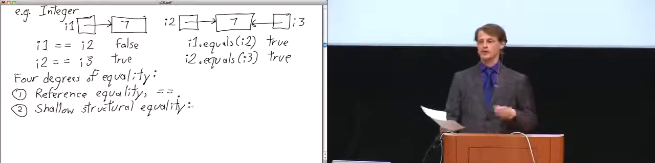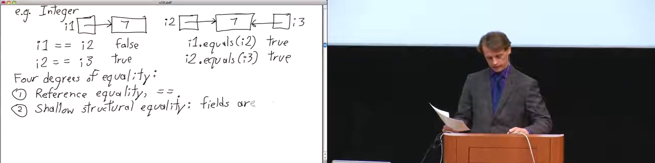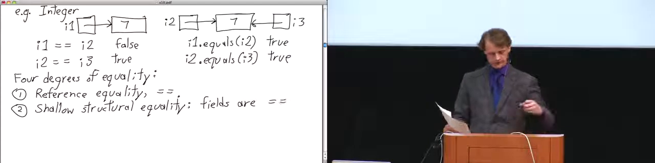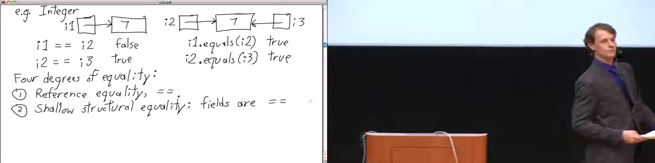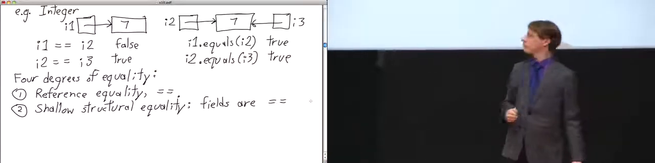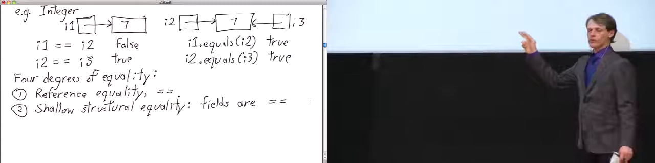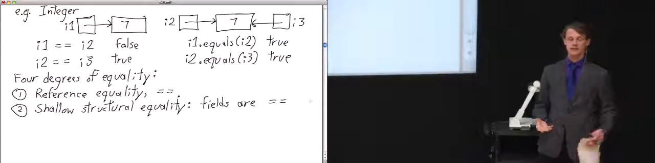Where 2 objects are dot equals if all of their fields are equal in the primitive sense of the double equal sign. So if 2 ints have the same int value field, then they're equal to each other. But where shallow structural equality might not always be appropriate is in things like lists.